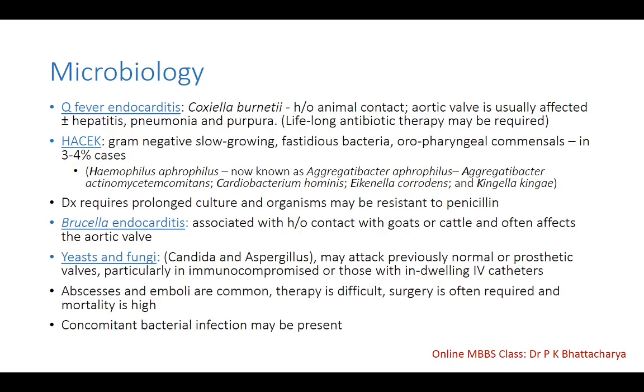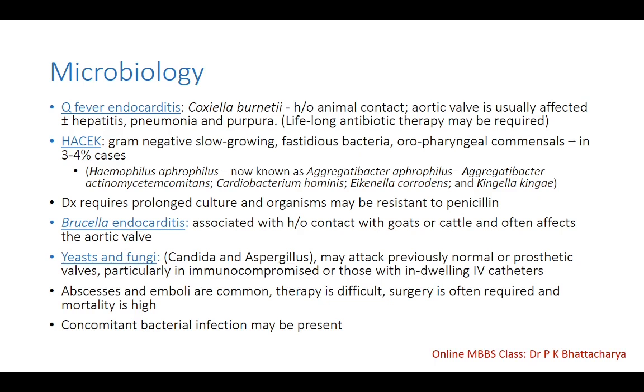In Q fever endocarditis, the causative organism is Coxiella burnetii, and there should be a history of animal contact. The aortic valve is usually affected, and this disease is usually associated with hepatitis, pneumonia, and valvulopathy. It may sometimes require lifelong antibiotic therapy. There is another group of organisms usually found in the upper respiratory tract, the oropharyngeal commensals, which account for infective endocarditis in a very small group of people, less than 5%.